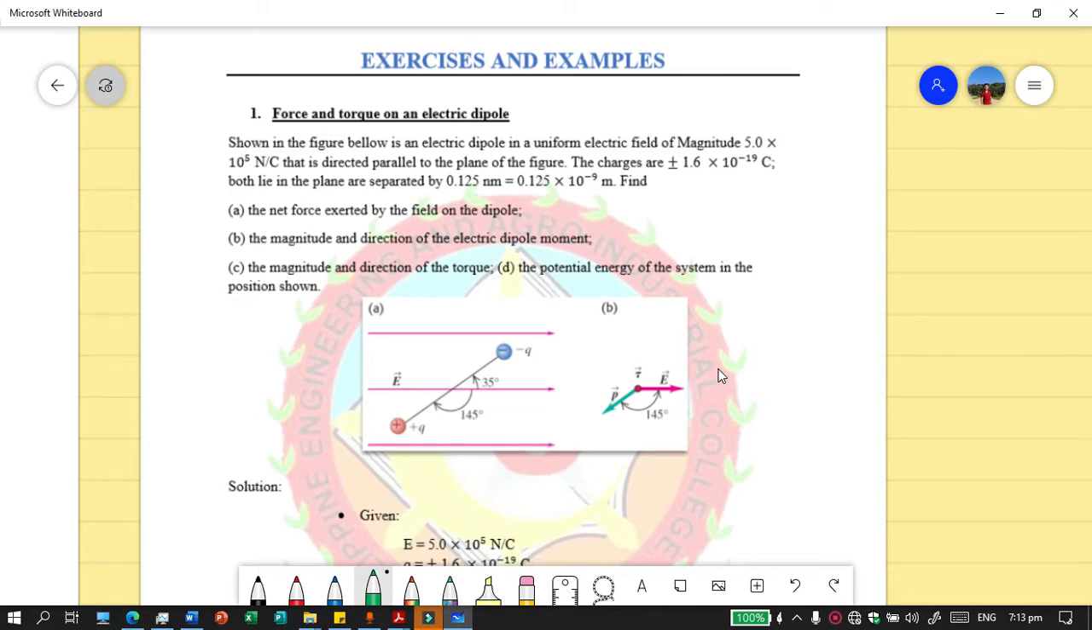So in this video we're going to be answering force and torque on an electric dipole. So without any further ado, let us begin.